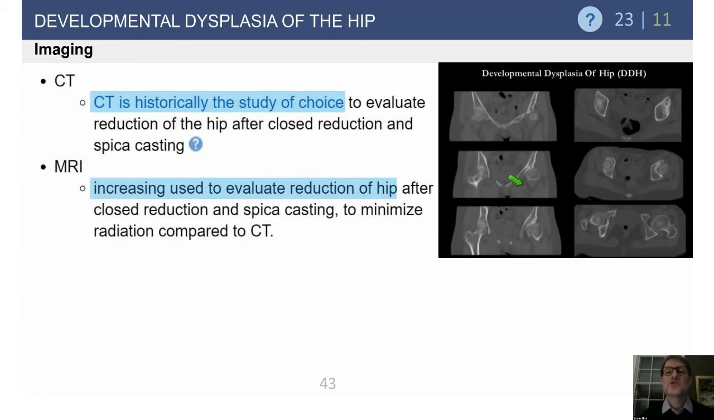Now, when we treat a patient, we want to see if the hip is reduced. So CT scan was historically the study of choice to see if you treat with a closed or open reduction that the hip was reduced. But now we're using MRI as well to see if the hip is reduced, because you can see the soft tissue. We will also use MRI and CT in skeletally mature people to define the anatomy and look for cartilage and labral injuries.